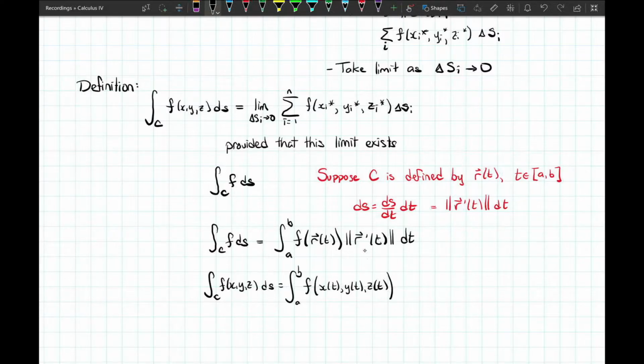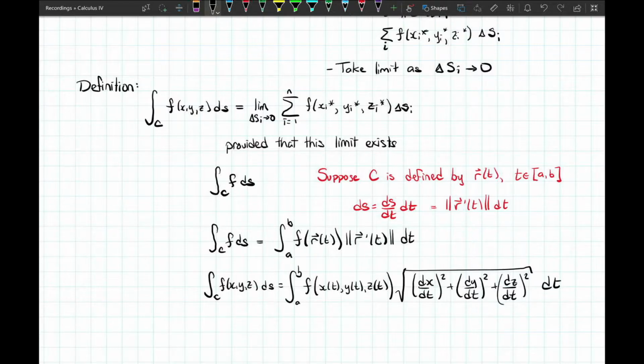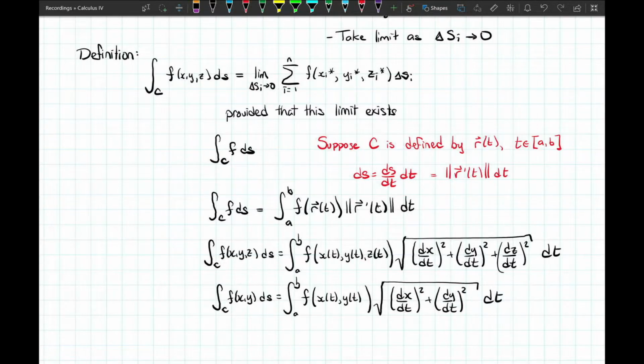And then for the norm or magnitude of our first derivative, we remember that the formula is simply dx by dt squared plus dy by dt squared plus dz by dt squared, all square rooted, and that will give us an integral in terms of t. And this is very similar if we have a function of two variables.